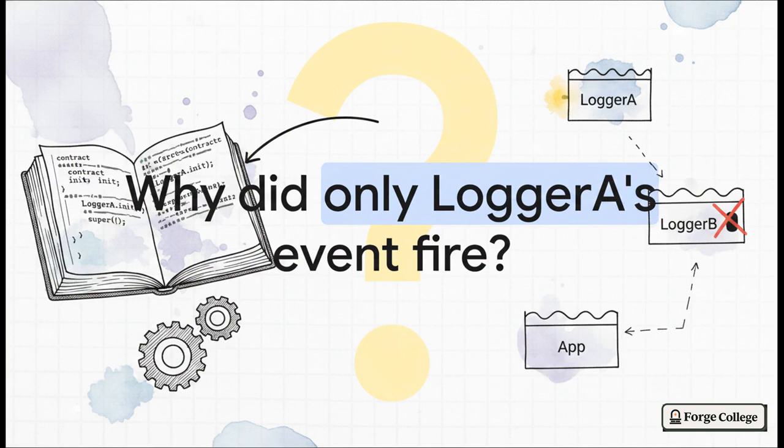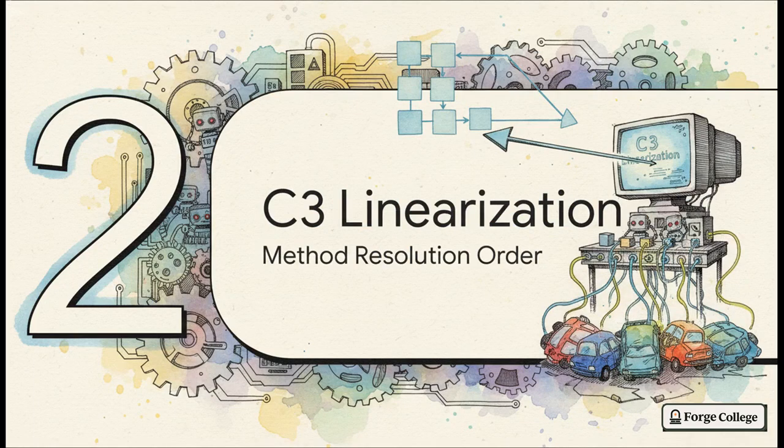Well, if we were to peek at the buggy code, we'd see that inside the App contract's init function, the developer explicitly wrote logger_a.init. They literally hard-coded the call to one specific parent, and they completely ghosted LoggerB. Now, this is a very, very common beginner mistake. But to really understand why this breaks things so badly, we have to look at the machinery operating under the hood of Solidity. Which brings us to Section 2, Meet C3 linearization.